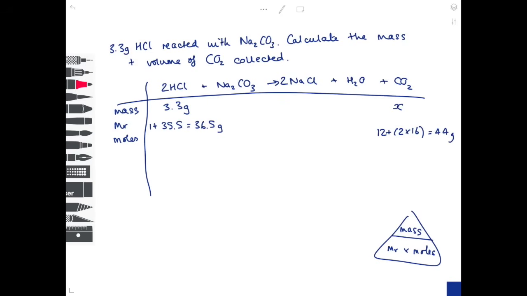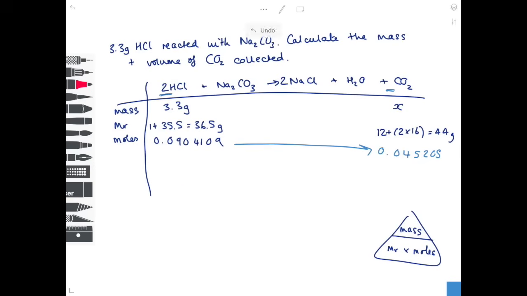Using the formula triangle, we see that moles is mass divided by MR. So we do 3.3 divided by 36.5 to give us 0.09044109. And now remember, what we can do here is carry that number across to be the number of moles of carbon dioxide. Do check the big numbers up here. Now there's 2 lots of hydrochloric acid compared with only 1 lot of carbon dioxide, which is why in order to carry over the moles we have to actually divide 0.09044 by 2, and that becomes 0.045205.